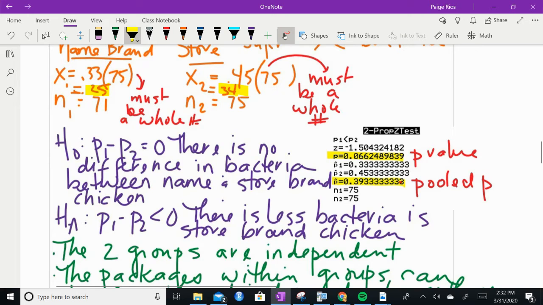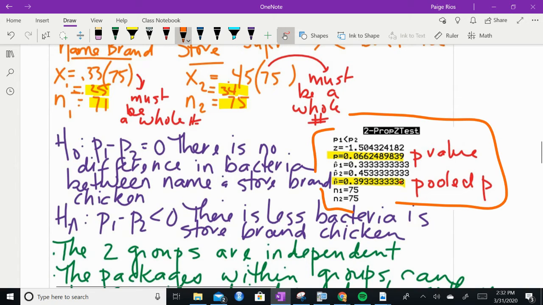So the X and the N values are what go into the calculator, and that information you will see over here. Okay, that's my output. So my z-score output is negative 1.5. My p-value is just over 6%. I have two sample proportions, and then I have my pooled p. That's going to come into play with the mechanics.